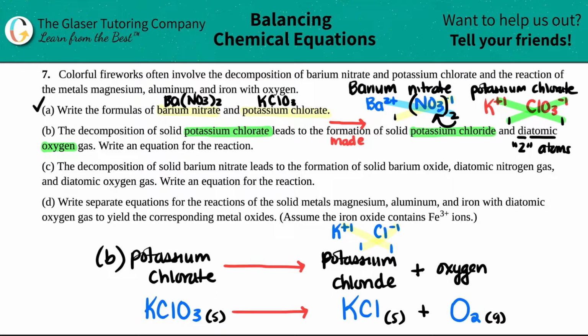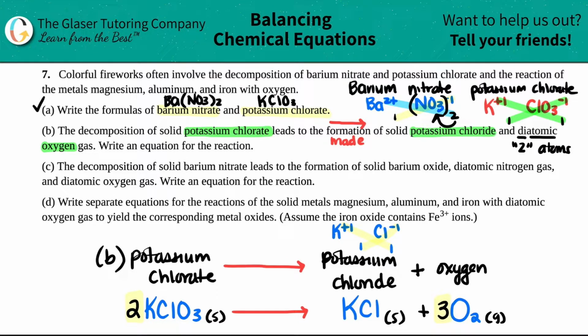If I take my 3 oxygens here and times it by what? What number would have to be here in order to get a 6? Oh, 2, right? 2 times 3 is 6. But then that means that I have to change this number, right? The coefficient in front of oxygen. 2 times what would get me 6? Oh, 3. So that's balanced.